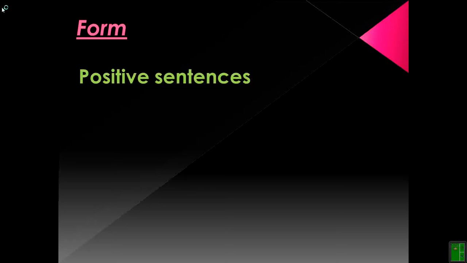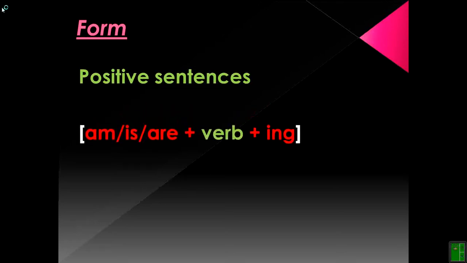So how do we form the positive sentences of the present progressive? We use am or is or are plus verb plus ing. I think it's very easy and you studied it before, but I just remind you of that. And to remind you more about the present progressive, we use I with am, he or she or it with is, you or they or we with are. This is plus verb plus ing.